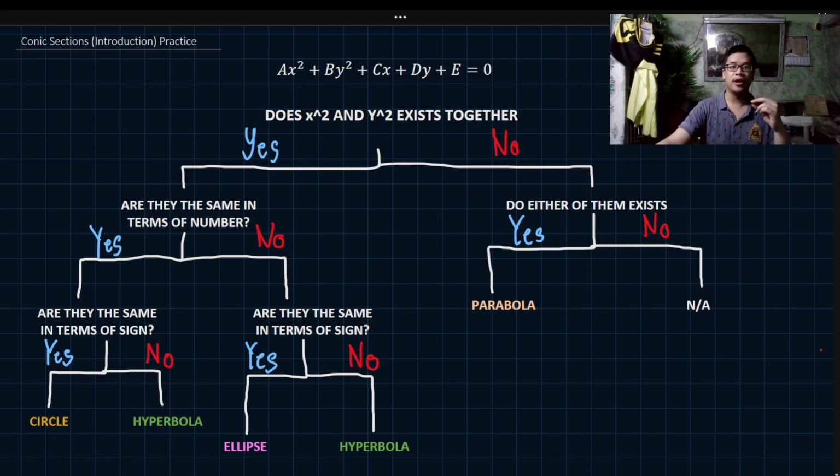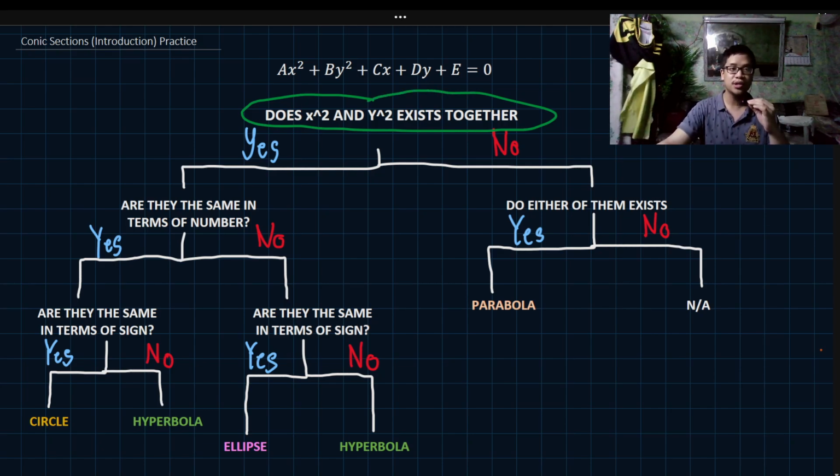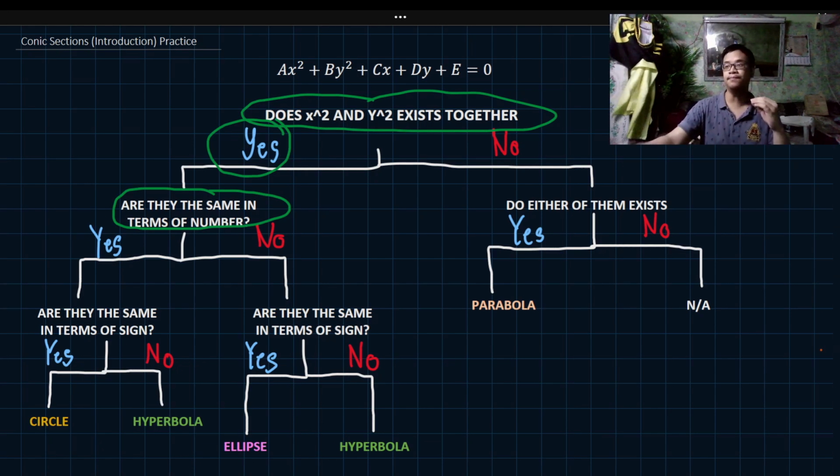So this chart starts with the first question. Does x squared and y squared exist together? So there's a yes or no. Let's just say it's a yes. If you answer yes, you proceed to the next question. Are they the same in terms of number? Like the coefficients of x squared and y squared, are they the same in terms of number? There is a yes and a no. Let's just say you pick yes, because in your observation, they have the same number.